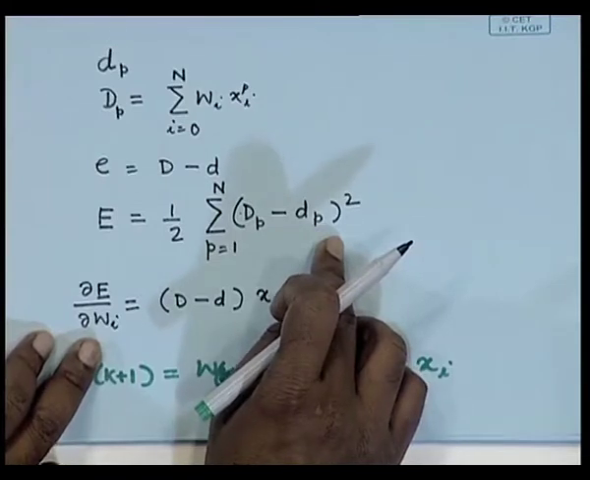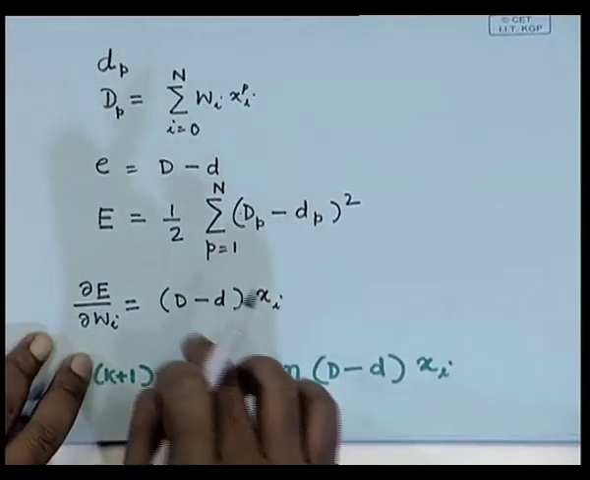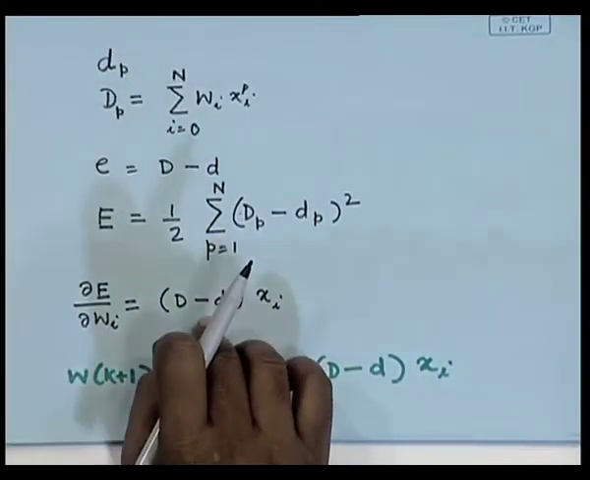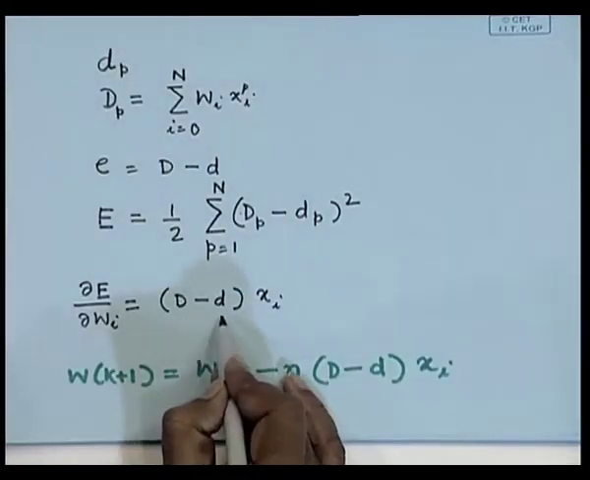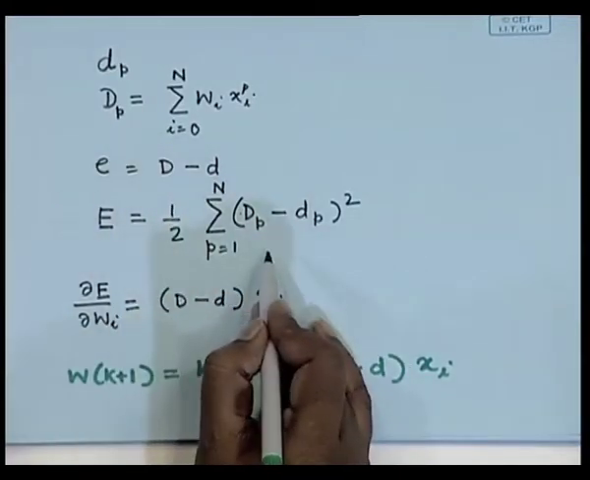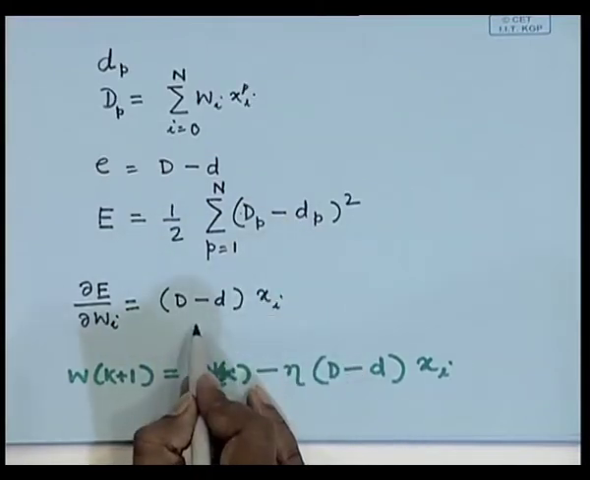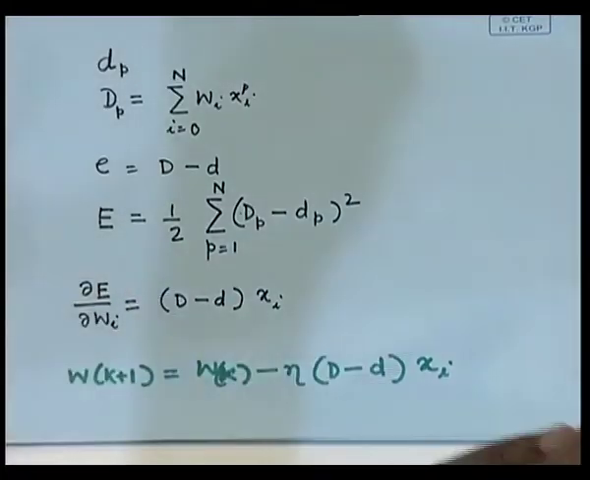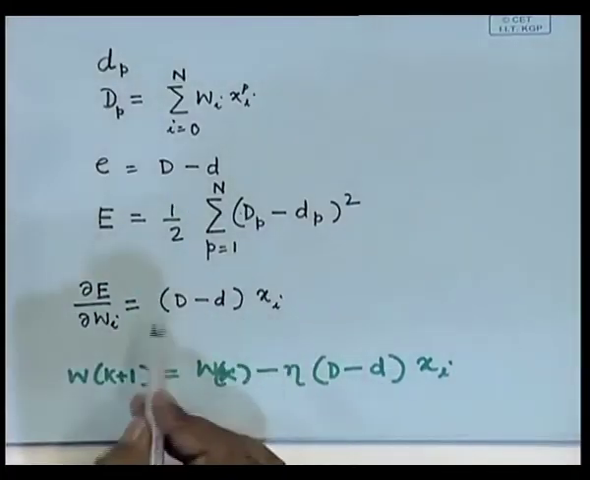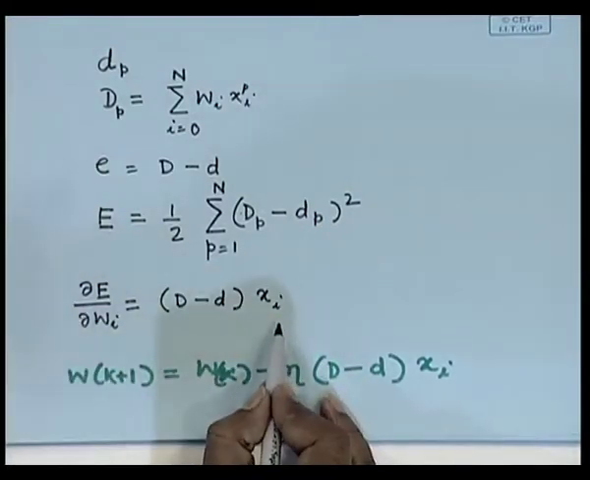So, this summation comparison is for the pth sample. For the time being, I am not considering the pth sample. Given a particular sample, what is the error? Given a sample, the error is d minus D. This is for individual samples. I am trying to compute the error for an individual sample, and whenever I face an error, I modify the weight vector. So, it is the pth sample, where p is variable.